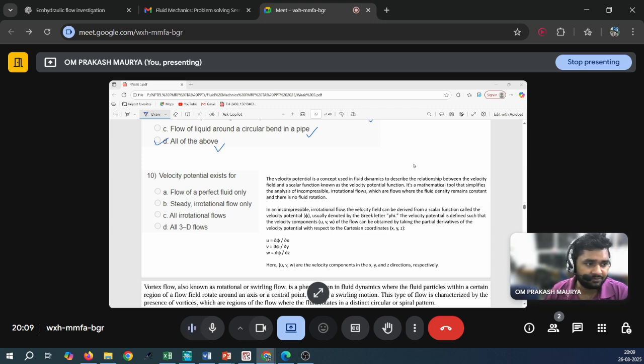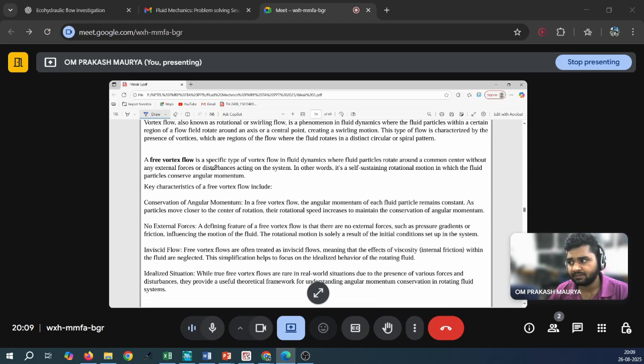Okay, let us start with the new question. Question number 10. The velocity potential exists for the flow of a perfect fluid only, steady irrotational flow only, all irrotational flows, all 3D flows. So which option should be correct? The velocity potential exists for all irrotational flow, remember please.